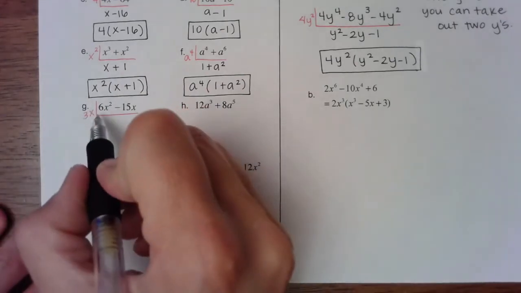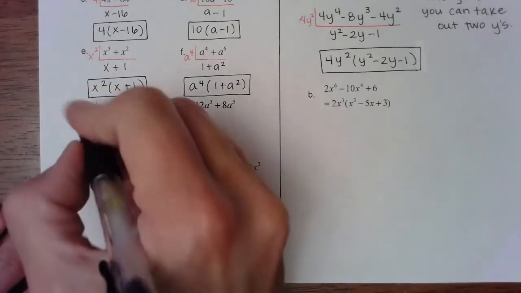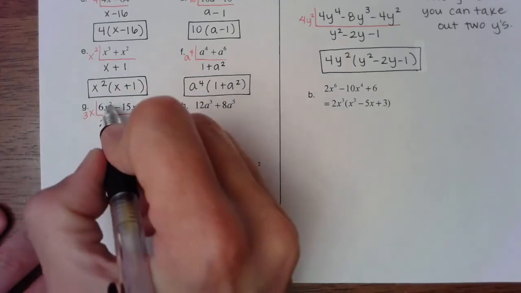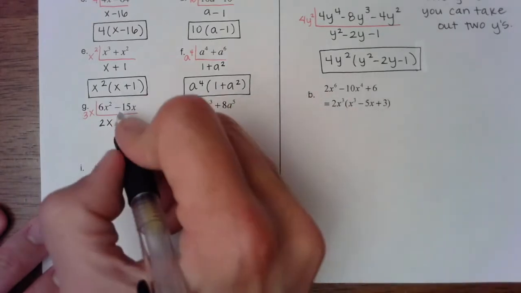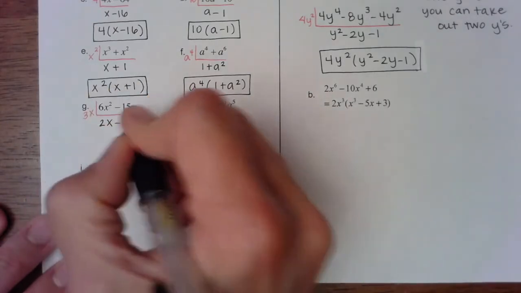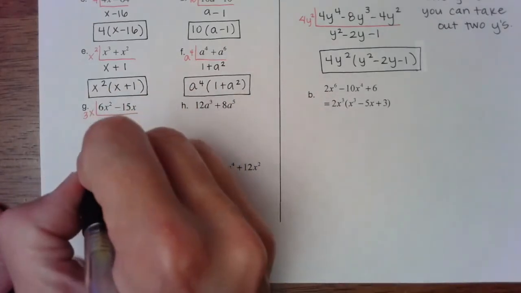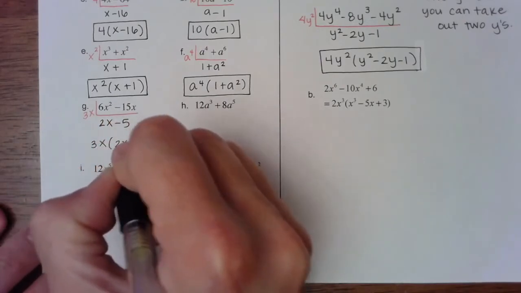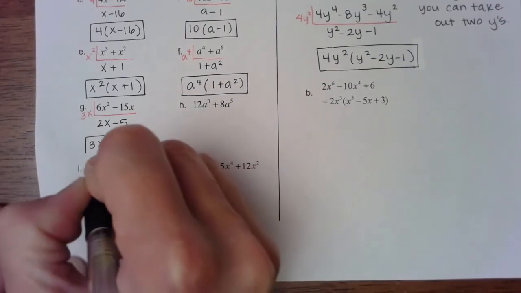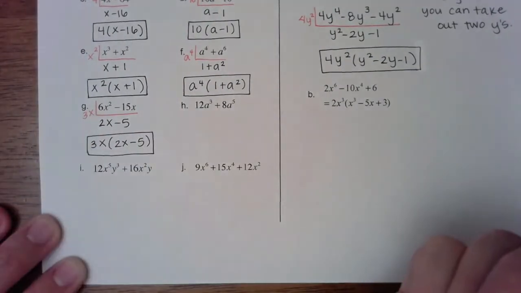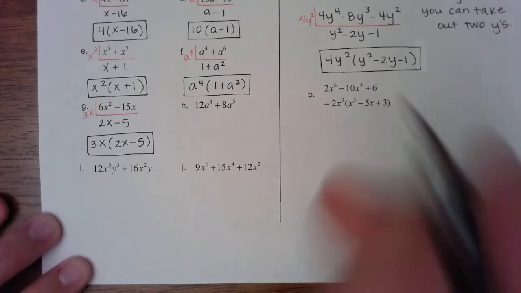Be careful when you do the division on this one. So 6 divided by 3 gives you a 2 left over, and then you had 2 x's, but you took 1 out, so there's only 1 x left over here. 15 divided by 3 gives you 5, and then you took out the x, so there's no x left over. So on this one, you took out a 3x, and then you have 2x minus 5 left over inside the parentheses, and that's the answer to the question, factored by greatest common factor.